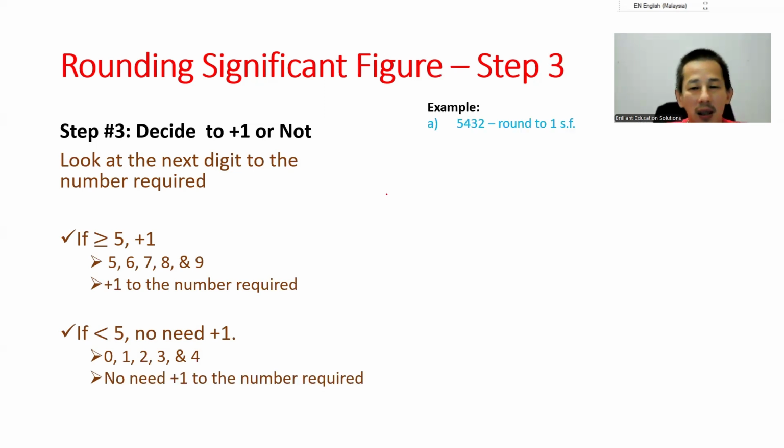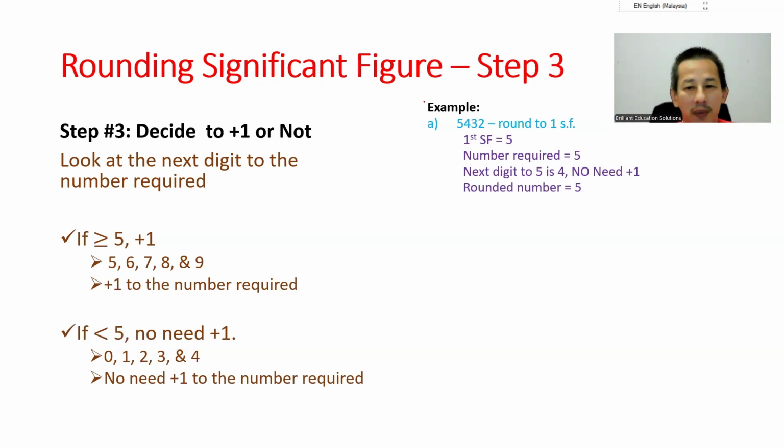Let's try this. Same number, 5432, round to 1 significant figure. We know that the first significant figure is 5 and the number required is 5. So look at the number next to 5, which is 4. And 4 is less than 5. So you don't need to add 1. Therefore, your rounded number will be just 5.